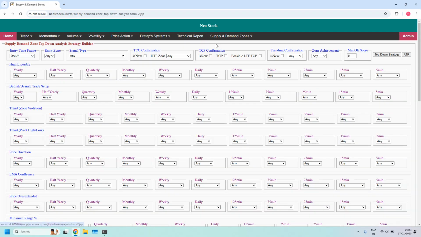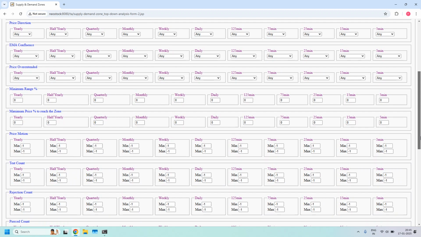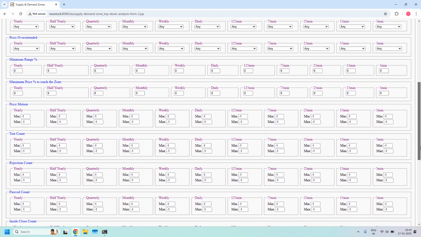Next report is about the bullish trade setup for weekly income trade. For weekly income trade, entry time frame is 75 minutes. Entry zone is demand zone. In bullish or bearish trade setup at 75 minutes entry time frame, I am selecting bullish. And we need to set 3 filters for the 75 minutes demand zone. First filter, the 75 minutes demand zone should not be pierced.